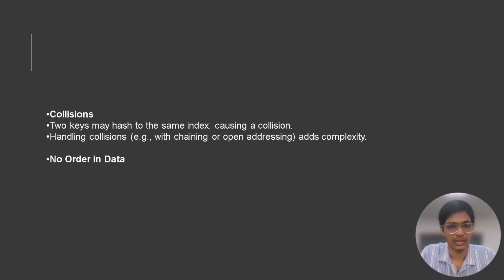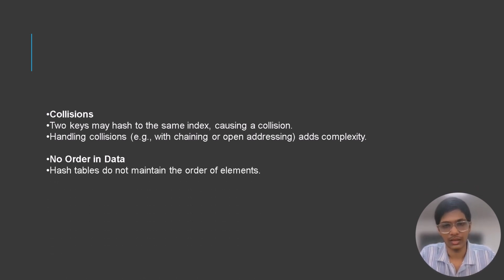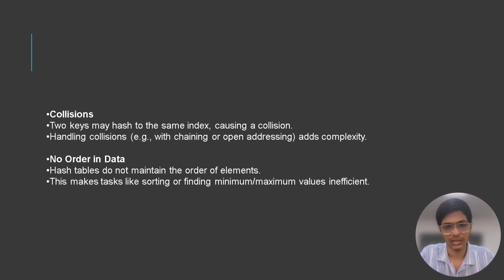Another disadvantage is no order in data. As we saw in our previous slide, there is no order in the tables. Hashing does not maintain the order of the elements, which makes tasks like sorting or finding maximum and minimum values inefficient.